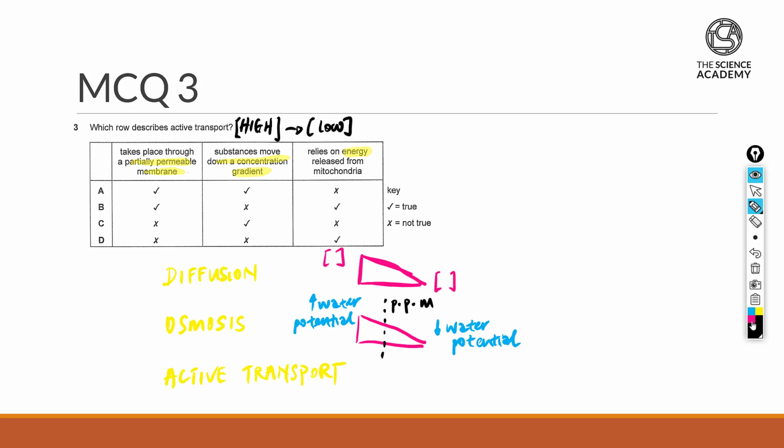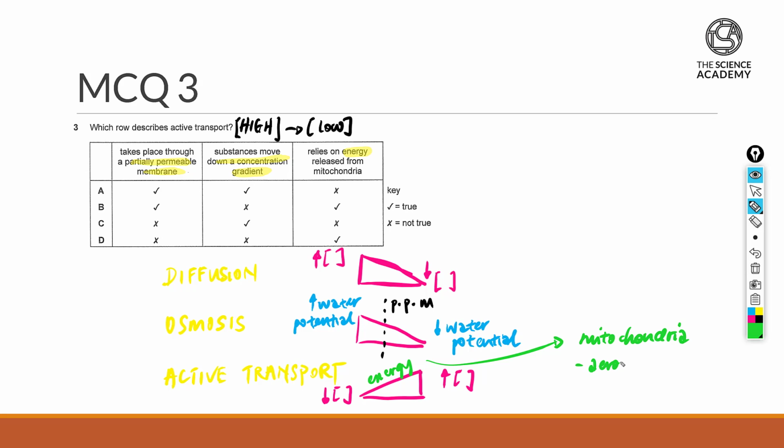Now, for the case for active transport, it actually goes against the gradient, moving from a region that's of a lower concentration to a region of higher concentration, unlike diffusion that's going from a region that's of a higher concentration to a region of lower concentration. Now, because of this against movement, active transport definitely requires energy, and the energy itself is going to be released from mitochondria via the process of aerobic respiration.